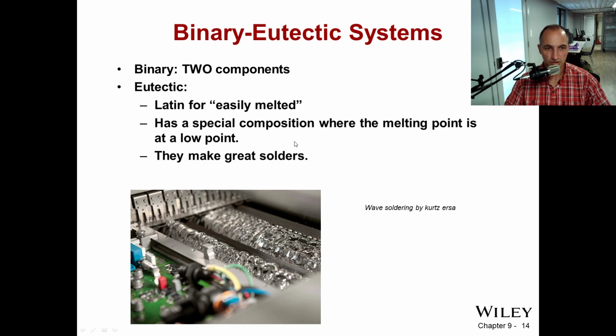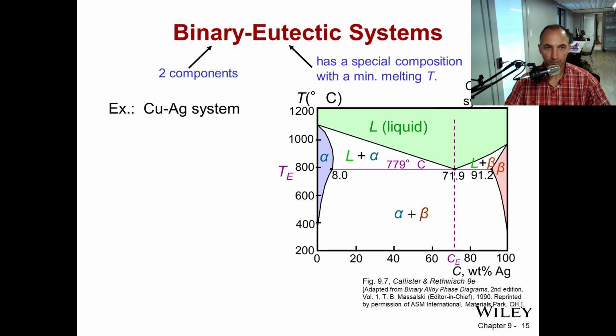There is a silver-tin composition where the melting temperature is at the very lowest. That's a special composition, and it only occurs at one composition. That's why they make great solders, because we can use them without having to heat them up very much. Remember, eutectic means easily melting. It has a special composition with a minimum melting temperature.